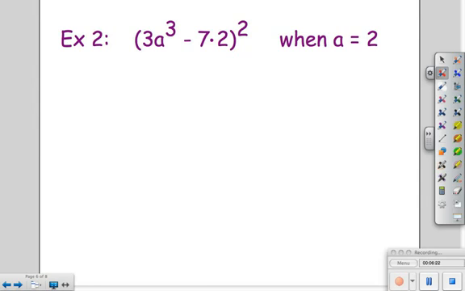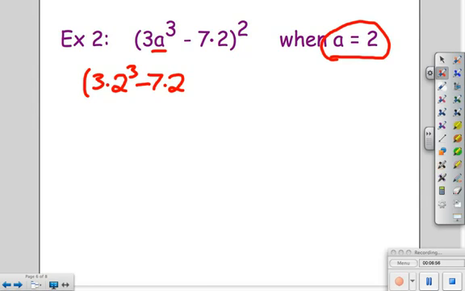Looking at a second example, this one we do have some exponents in here. First step, I'm going to do my parentheses. Well, I've got a whole bunch going on inside my parentheses, but wait a second. I've got an A. Oh, okay, this one's a substitution problem. I'm going to take in 2 and put it everywhere that I have an A. So I'm going to rewrite this first as 3 times 2 cubed minus 7 times 2, the whole thing squared.